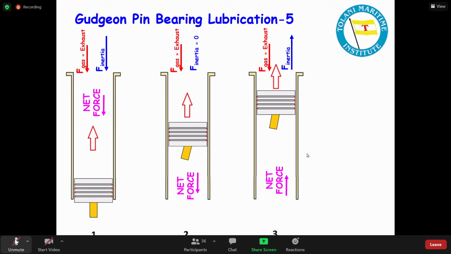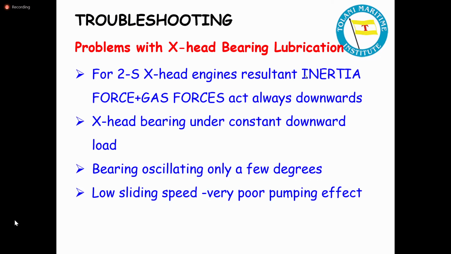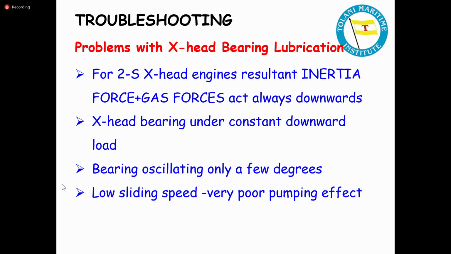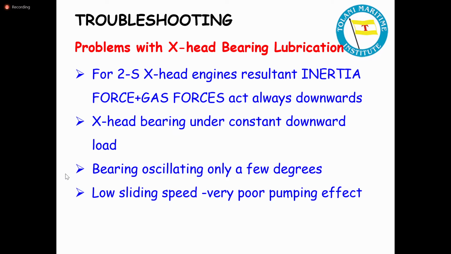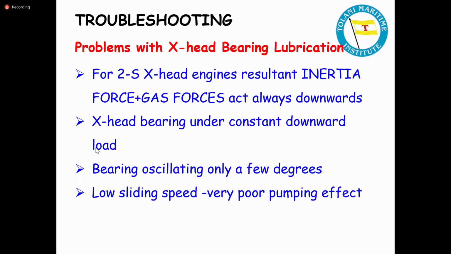Okay. So I'll move on to the crosshead bearing lubrication problem. In crosshead engines, the resultant inertia force plus gas force is always acting downwards. Never, during the two-stroke cycle, will there come an instant where the force gets reversed. Always, 100% of the time, inertia plus gas force is acting in a downward direction. The crosshead bearing is always under constant downward load.